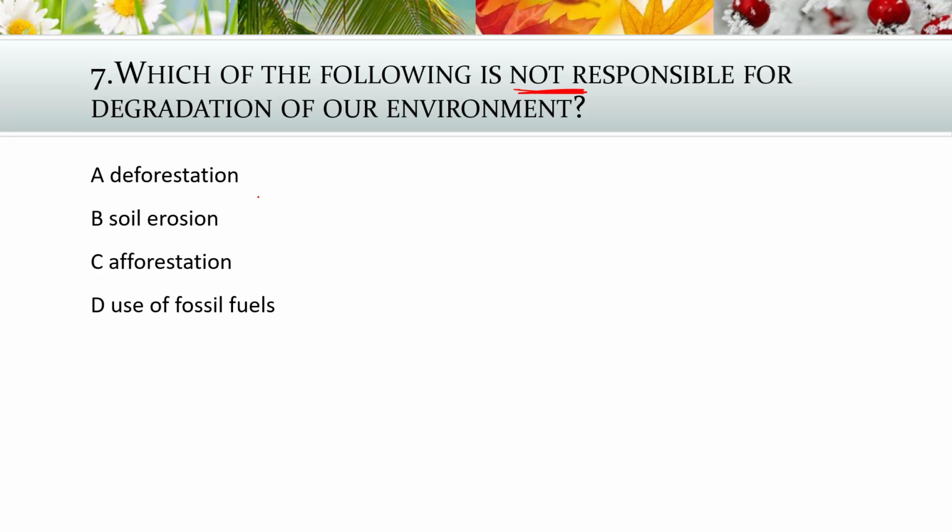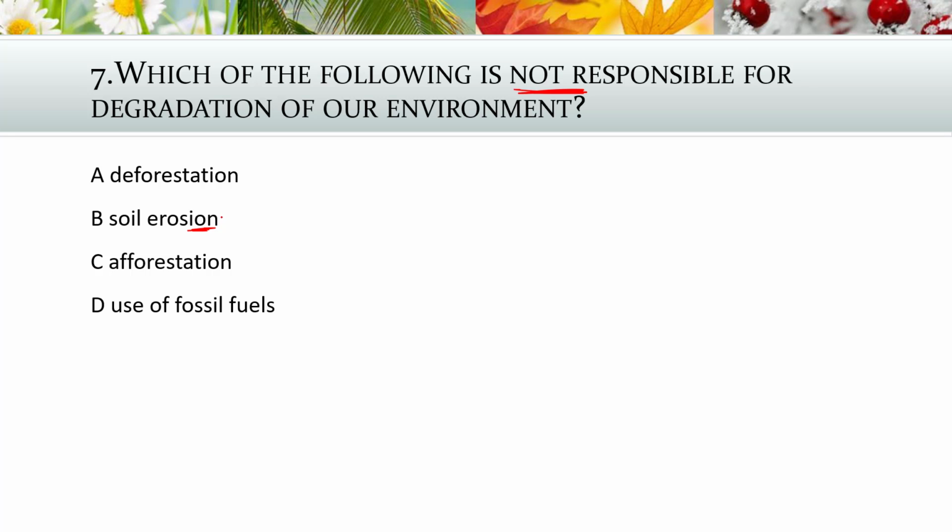Deforestation. If we go through the first option, deforestation is definitely a factor responsible for degradation of environment. So A is not the correct answer. Soil erosion. You need to understand soil erosion: washing off of the top layer, causing some disturbance to the top layer of the soil, is nothing but soil erosion. So this is also a cause for degradation of environment. So B also is not the correct answer.